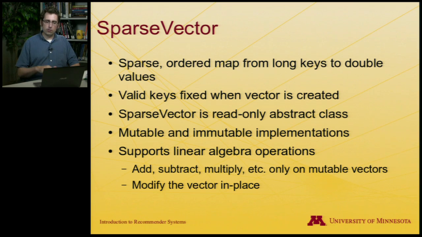Sparse vector is the top level of a triad of classes. It's an abstract class that provides a read-only interface to the vector. So if you have a sparse vector, you can read it using a get method. I'll show you its API in just a little bit. There are also mutable and immutable implementations of sparse vector, called mutable sparse vector and immutable sparse vector, respectively. A mutable sparse vector does just what it says. It can be modified. You can set values. You can unset values. You can scale it. You can add to it, etc. An immutable sparse vector cannot be modified.